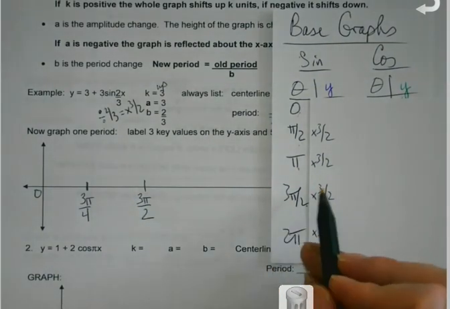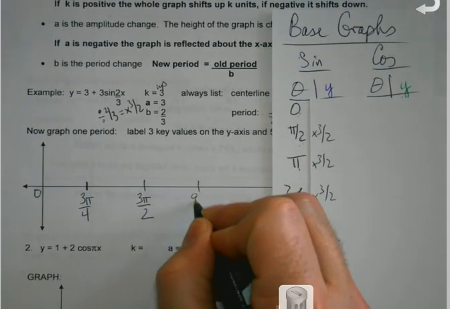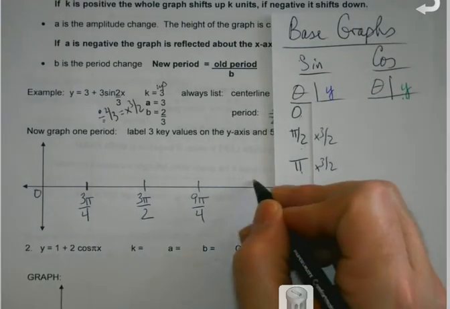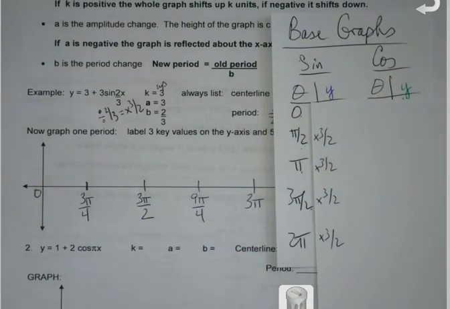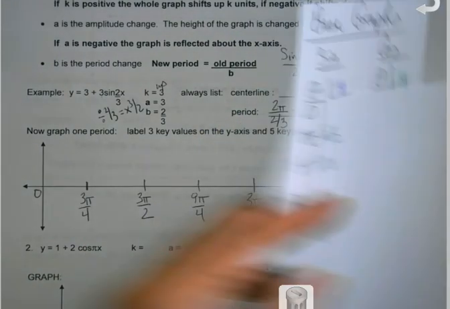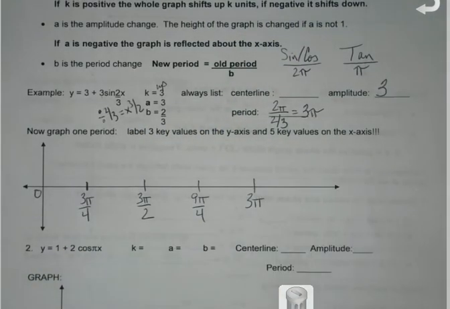3 times 3 is 9, so I'd have 9 pi over 4. And then hopefully at the end here, 2 times 3 is 6, divided by 2 would be 3 pi. And if I've done my conversions right, that last one that I get will always be the same as when I calculated my period up here. So I'm feeling pretty good.